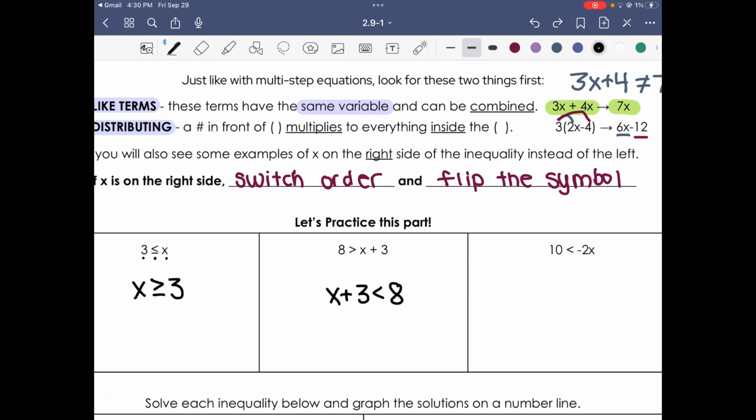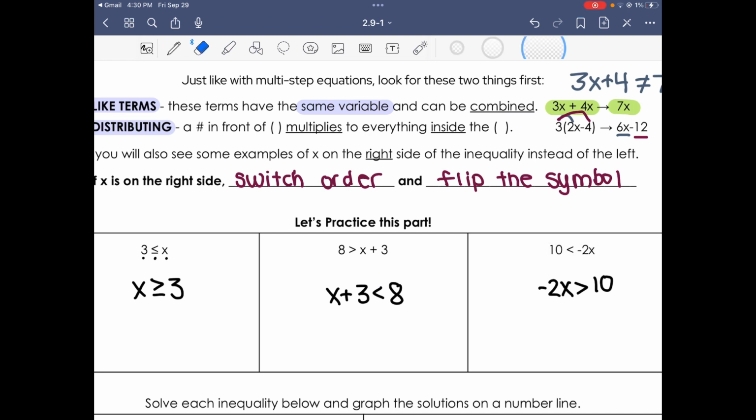And last one, negative 2x is on one side, 10 is on the other. We're just going to switch the order and switch the symbol with it. The open side is facing x in the first example. The open side is still facing x after we've switched the order.